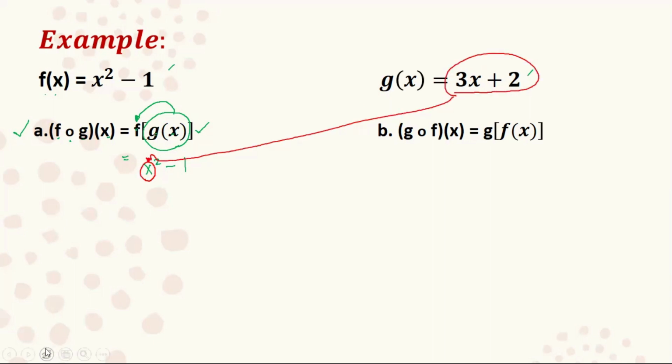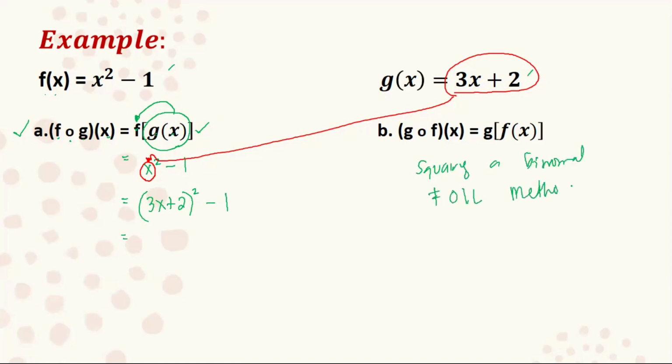It means that we have to replace this variable by this function. Okay? So let's do it. So instead of writing x, isa-substitute na natin si g of x, which is 3x plus 2. 3x plus 2. Then do not forget the exponent. Then copy minus 1. Okay. In this case, you have to get the square of this binomial. We can simply perform squaring a binomial or the FOIL method. Kung alin man dyan yung mas madali para sa inyo.